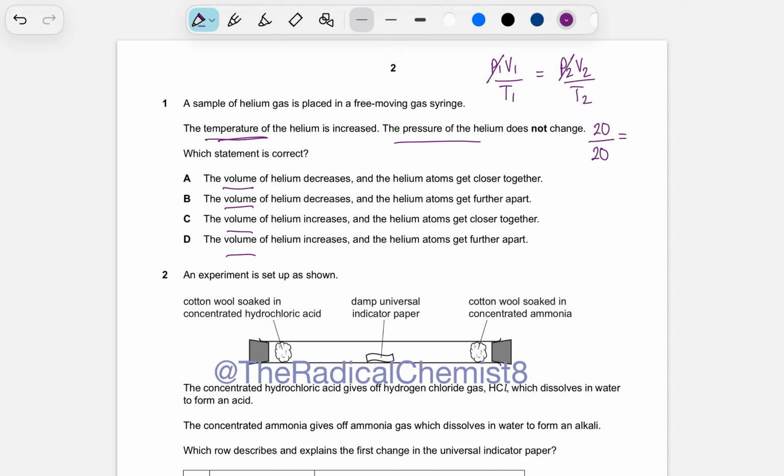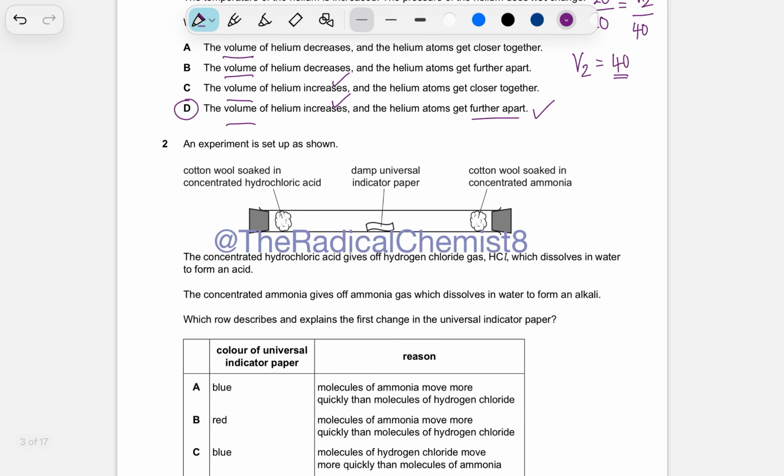This equals V2, which we're not going to calculate. Since we're increasing temperature, let's say to 40, then V2 equals 20 over 20 times 40, so 40. So in this case, volume increases. So your answer is going to be C or D. And normally if volume increases, this means your helium atoms will be further apart. So your answer is D.